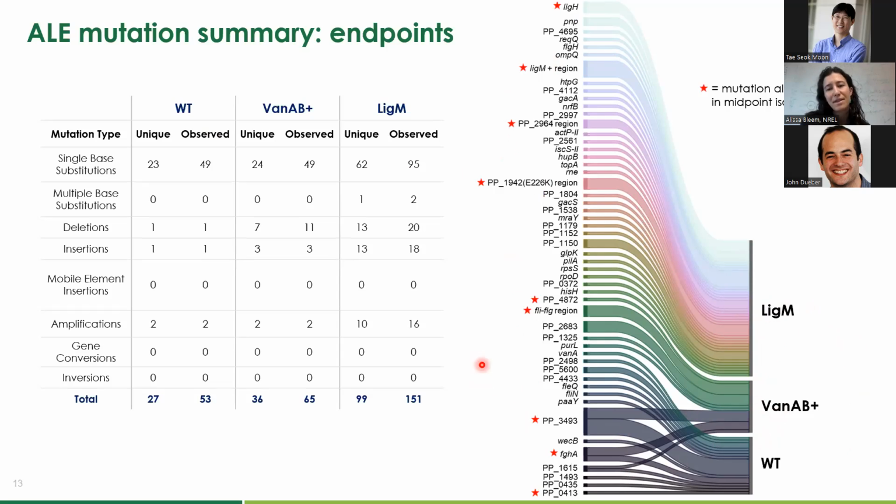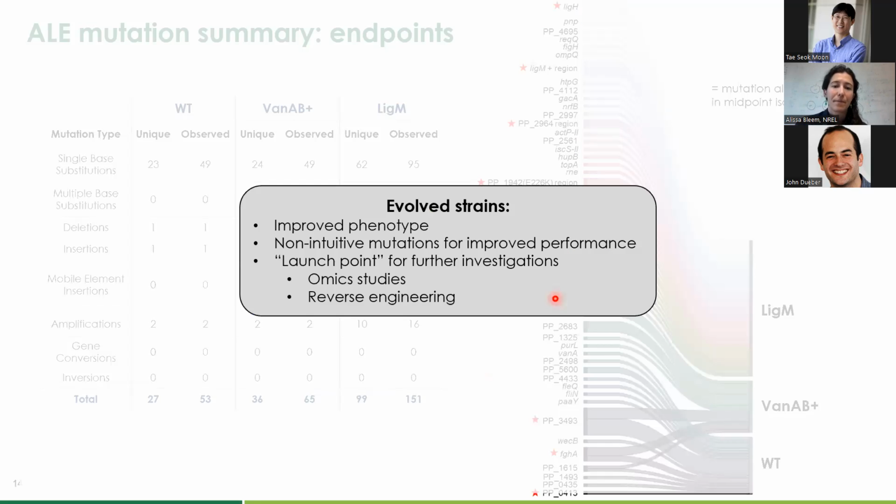So some things mutated early on in evolution and persisted through the entire evolution, whereas others were actually lost by the end. And then these other ones maybe took longer to appear. So we'll get into more details about these mutations now. Overall, though, these evolved strains have not only improved phenotypes in terms of growth on vanillate, but they also have these kind of non-intuitive mutations that improve performance.